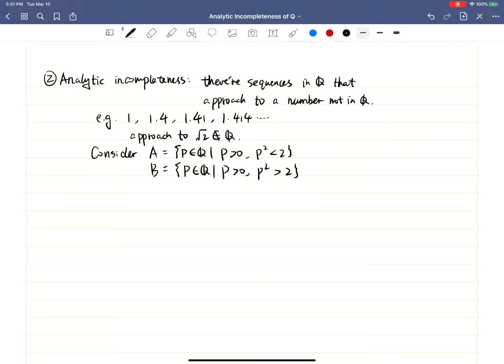Okay, so our claim is the set A has no largest number. Okay, so that's the first part of our claim. And the second part is B. The set B has no smallest number.